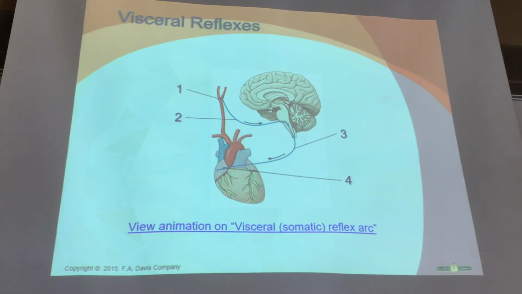So then the last step, number four, is going to be this effector organ. In this case, it's your heart. It's going to receive that message, and it's going to respond by slowing its roll, and therefore our blood pressure is going to drop. So this all happens without us thinking about it, right?